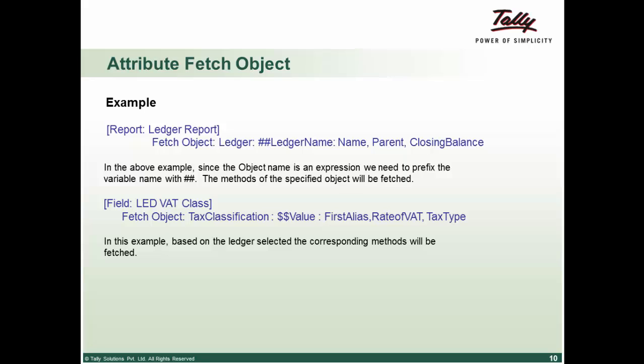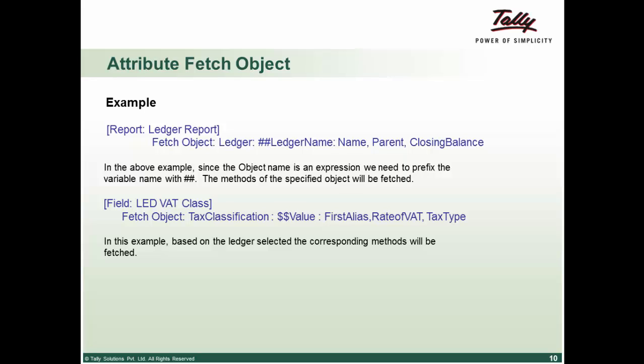Currently, the example that we have shown is calling a single object value. That is hash ledger name, the value of a ledger is getting pushed, and we are calling the name, parent, and closing balance. Now when you talk about, say, at the report level, my object is voucher, and I would like to call the inventory entries of this particular object voucher. Say I need the closing balance of all the stock items that I have in this particular voucher. How do we call it?